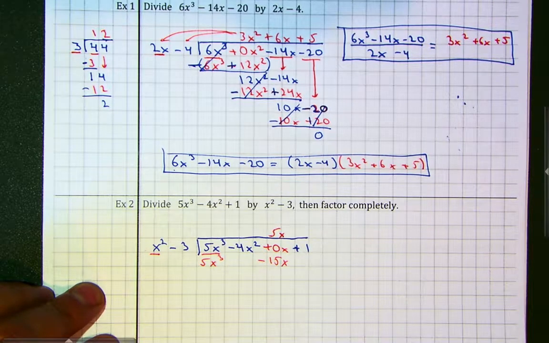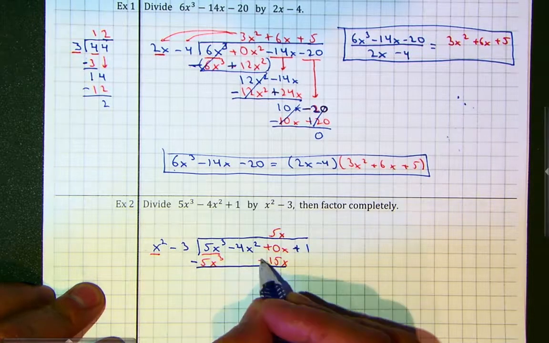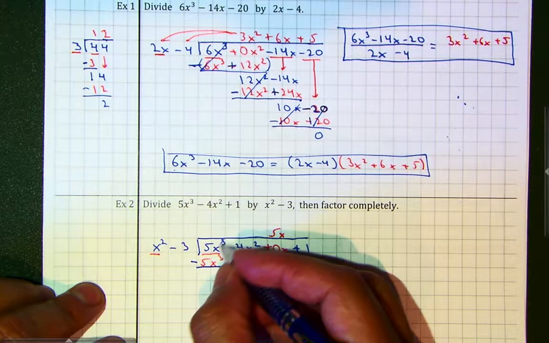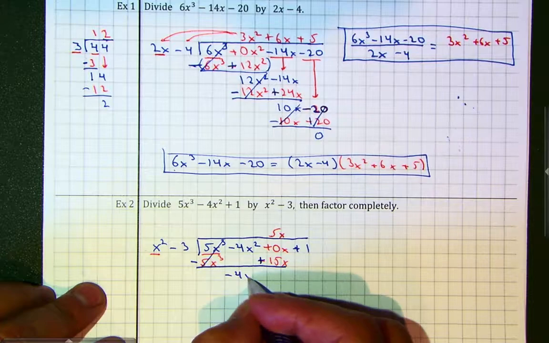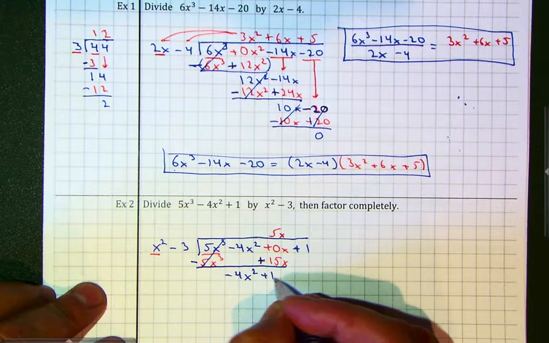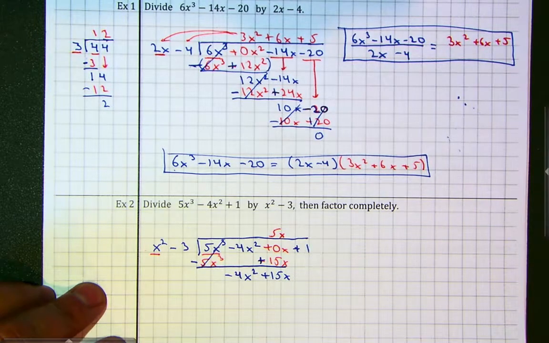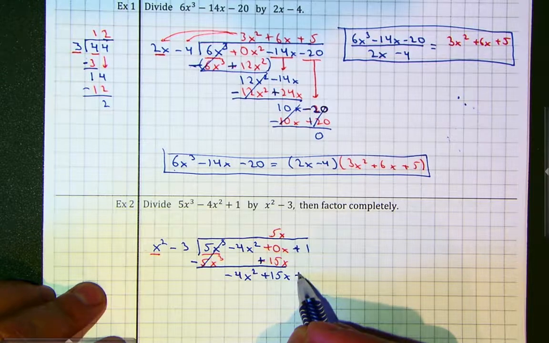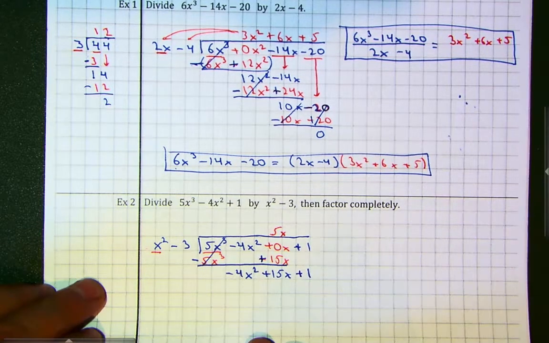Then what should I do? Change the signs, or multiply by negative 1. This will cancel every single time. Now I'm going to bring down the next term, negative 4x squared plus 15x. And I'm also going to bring down the plus 1. Now sometimes you're not too sure if you need to bring down the plus 1, so you might want to wait until later. And now I go through the process.